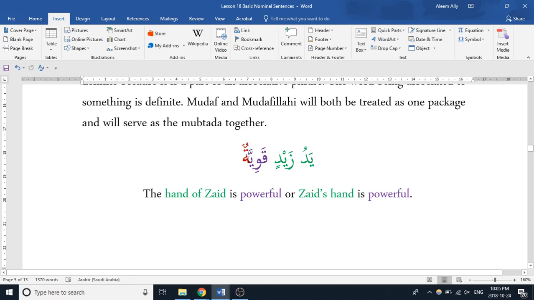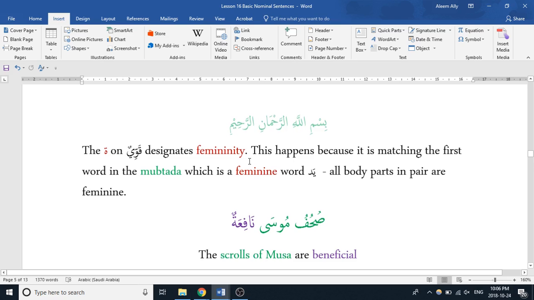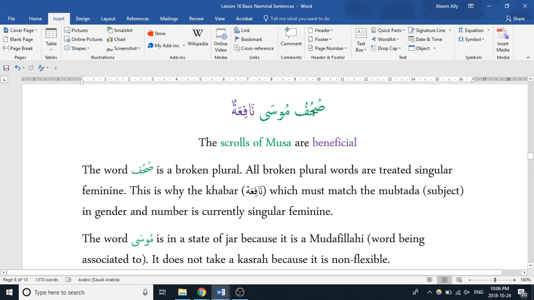Do they match in gender? Yes. Even though this doesn't have a ta marbuta, it is still feminine because it's a body part that comes in a pair. A hand has a pair, so therefore it's going to be feminine, so the thing referring back to it is going to be feminine. They match in number, which is singular, and this is definite, this is indefinite, and they match in state. This is rafa, and this is rafa.